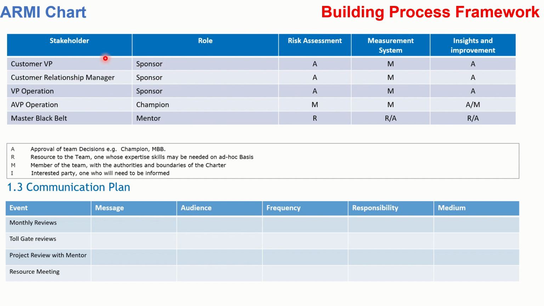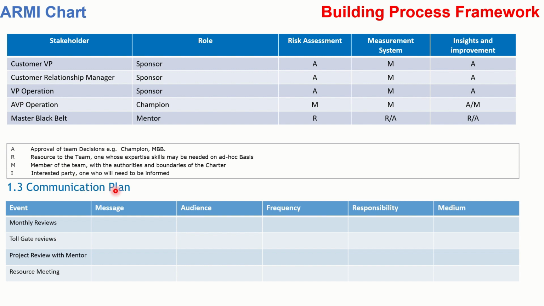So you have to define who all are your stakeholders here, and then what is their role? Are they sponsor, champion, mentor? What is their role in the process? So when the risk assessment will happen, they will approve. When the measurement system will be tested, they will be the members. In insights and improvement section, there will be approvers and resources respectively.